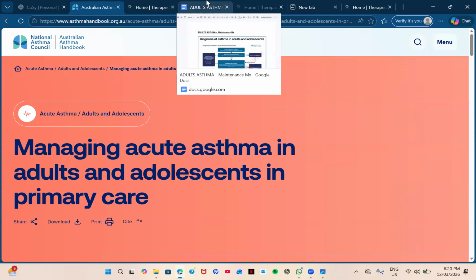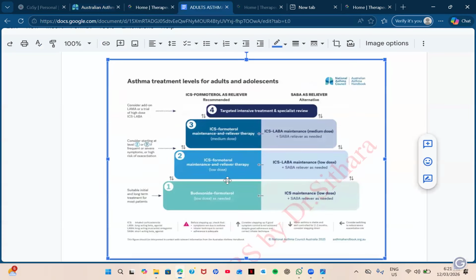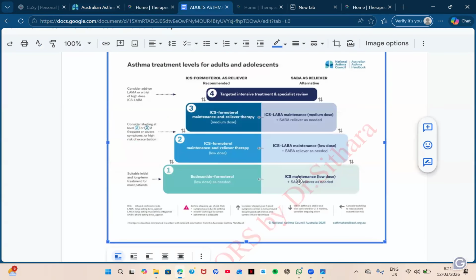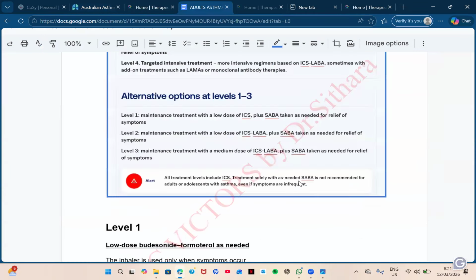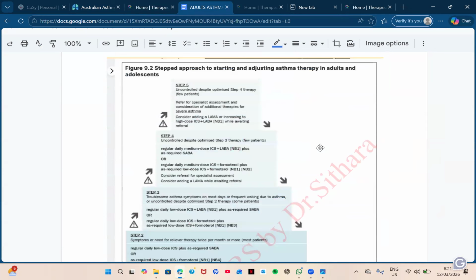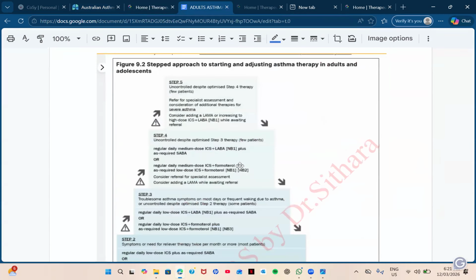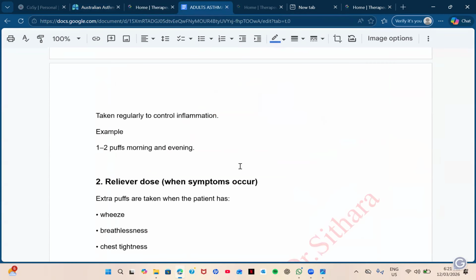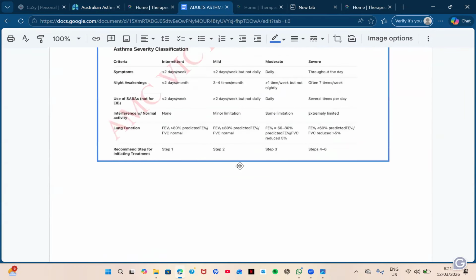The next one is asthma maintenance management. For maintenance management, it is better to use this chart. It's very easy to understand, the handbook chart. And there's another chart in the therapeutic guideline. I will explain the difference between these two.